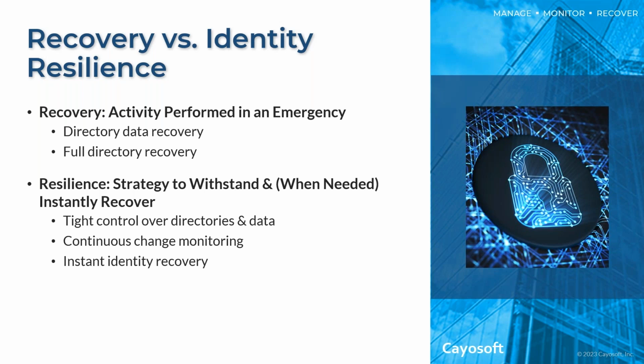If ransomware does hit, how do I make sure that I can instantly recover from that so I don't have an outage? So the idea behind resilience is tighter control over your directories, your identity, and your data for those things. It also includes monitoring for changes so that when something does appear to happen, you can see what was changed so you can roll that back. And then also provide a strategy for a total and complete failure of the directory and how to get that back as quickly as possible.